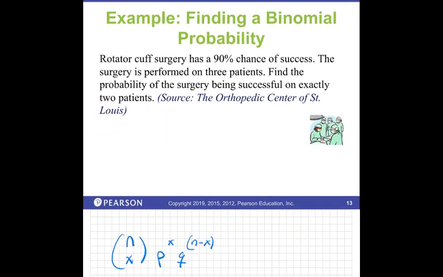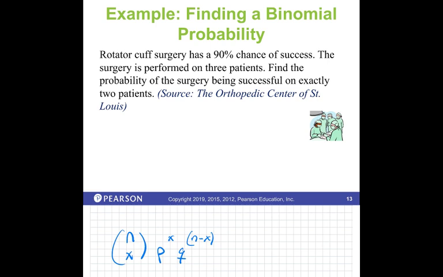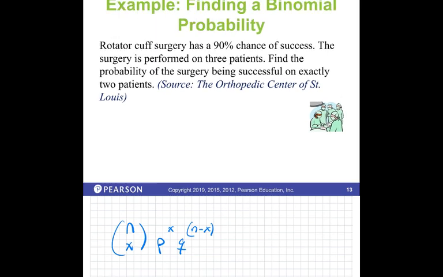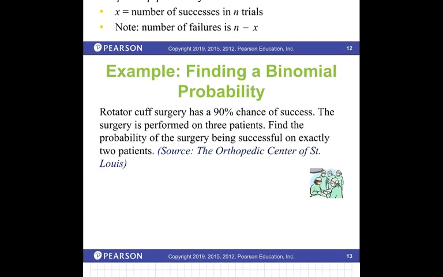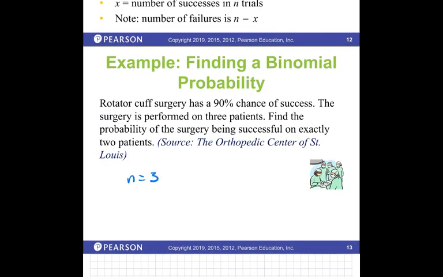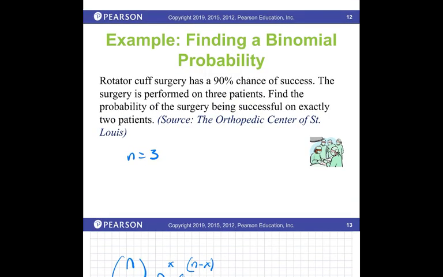So let's see. If this were binomial, what's our n? How many trials are we doing? 3 patients, so our n is 3. What's the probability of success? Probability of success is 90%, so we're going to say 0.9. The probability of failure is 10%. And what do the x's look like? Find the probability of surgery success on exactly 2 patients. In this case, our x is 2. We want the probability of x being 2.